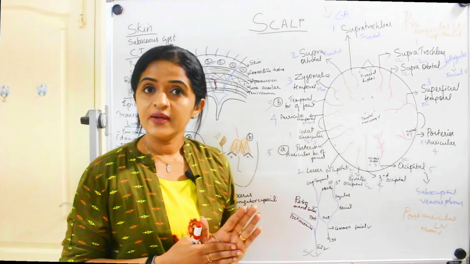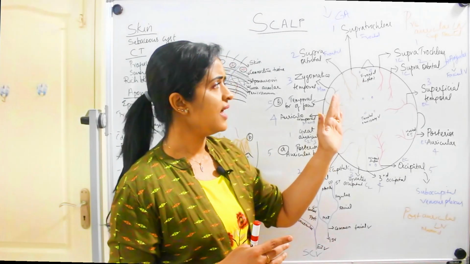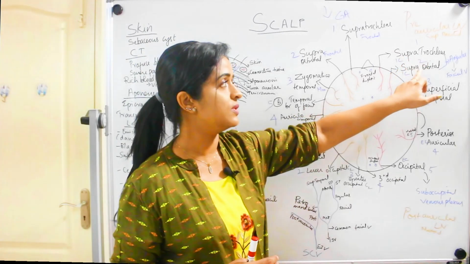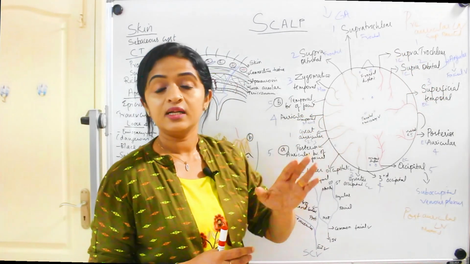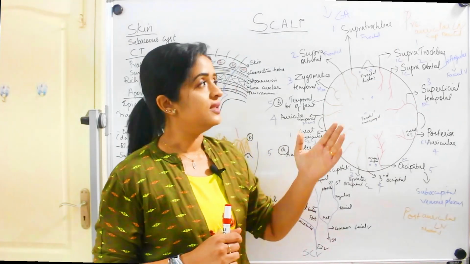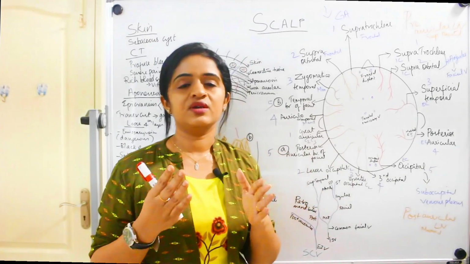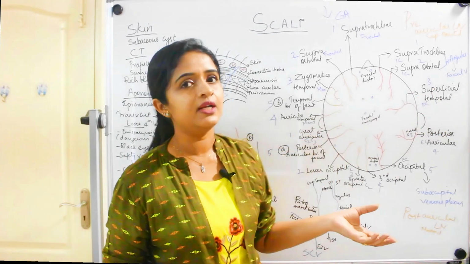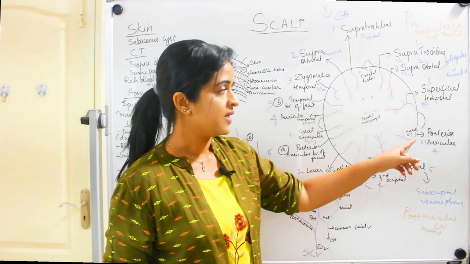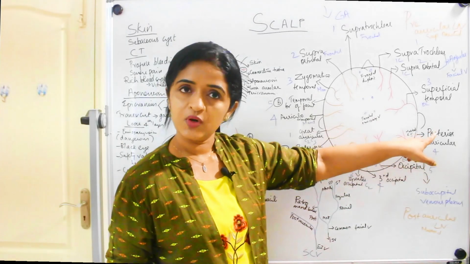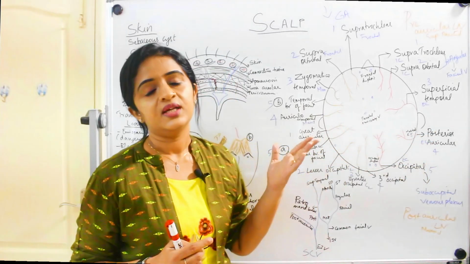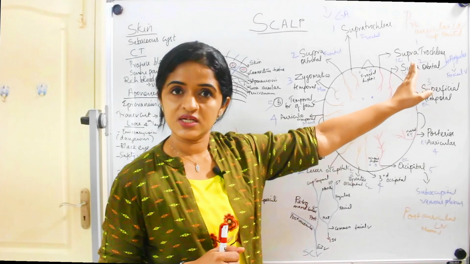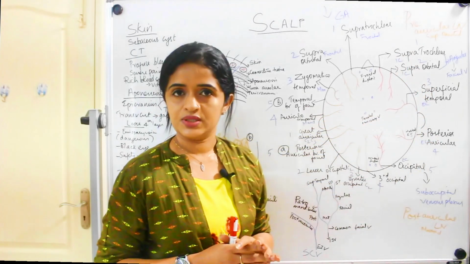So altogether 5 arteries supply the scalp, out of which the first and second, that is supratrochlear and supraorbital, are indirect branches of the internal carotid artery, that is, they are branches of the ophthalmic artery, which is a branch of the internal carotid artery. Whereas the next artery, the superficial temporal artery, is the terminal branch of the external carotid artery. Then behind the auricle you have 2, that is posterior auricular and occipital artery. They are branches of the external carotid artery. So 2 indirect branches from the internal carotid artery and 3 branches from the external carotid artery.